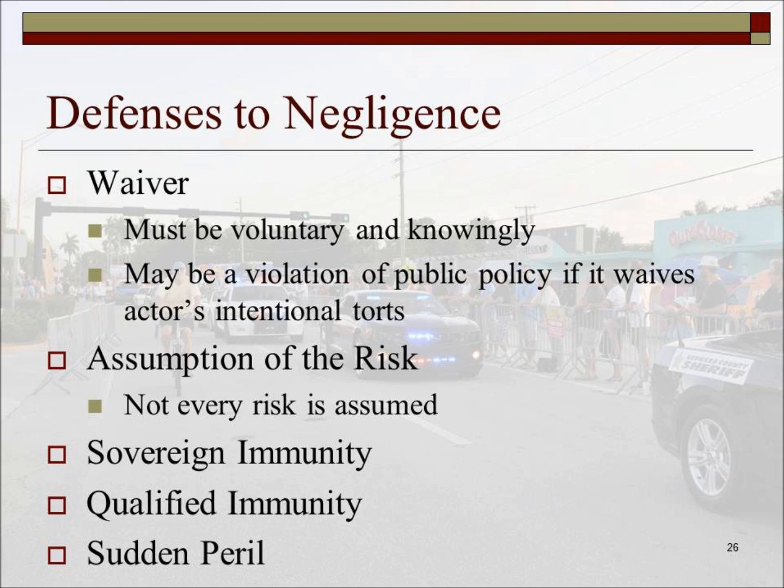Assumption of the risk is a defense to negligence. If people participate in inherently dangerous activities, they assume the risk. They can't sue later for such actions. Sovereign immunity, we talked about, is a defense to negligence. Qualified immunity is a defense to negligence. Absolute immunity generally is a defense, obviously, to negligence. And sudden peril is a theory and also a defense to negligence.